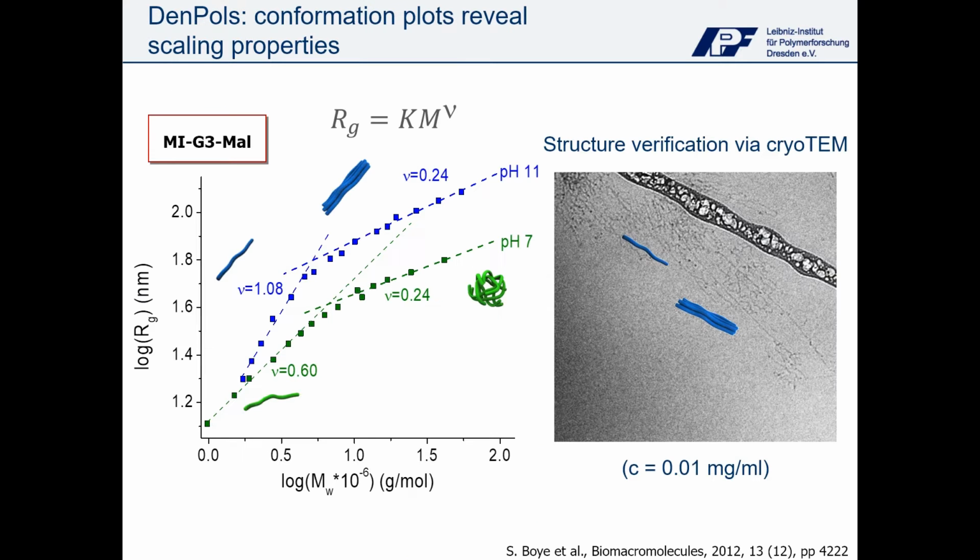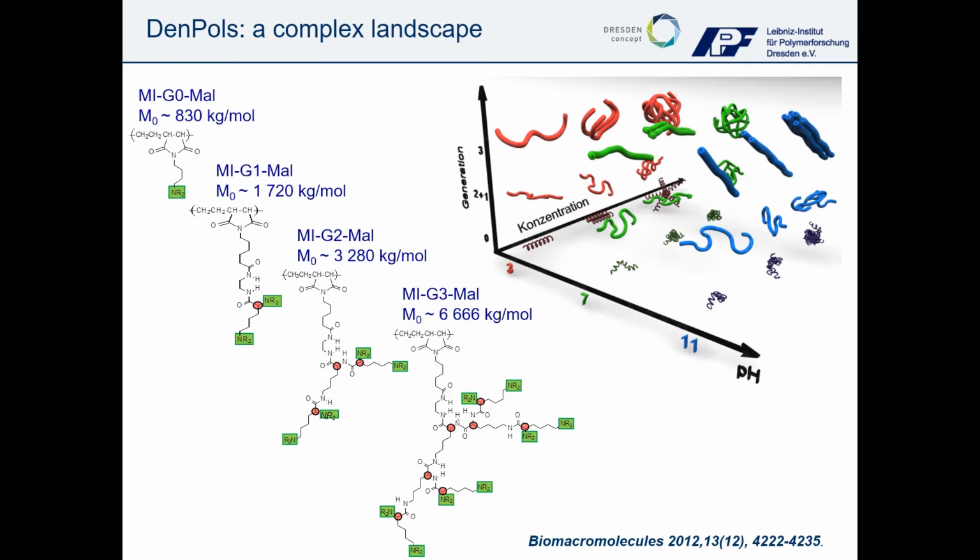This information came from AF4 combined with static light scattering and additional complementary cryo-TEM measurements. They show us that the 3rd generation DEN pole can behave as a rod-like structure at a pH of 11, and can have a coil-like structure at a pH of 7. And these single monomers can aggregate with each other either in lateral aggregates or in dense sphere aggregates, depending on the pH.